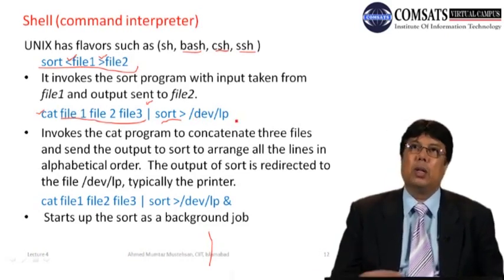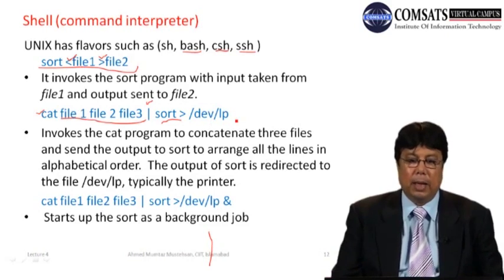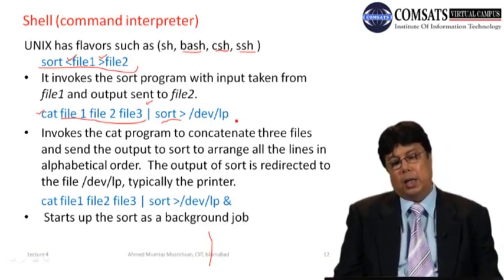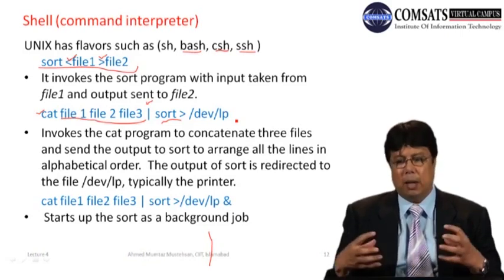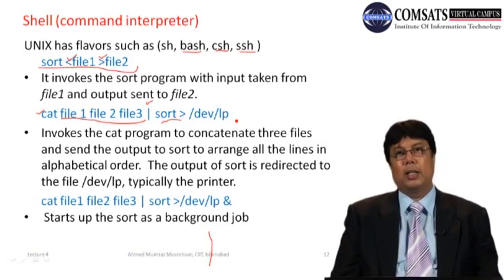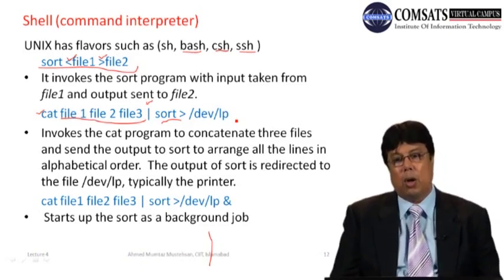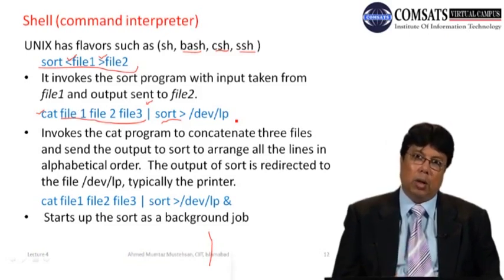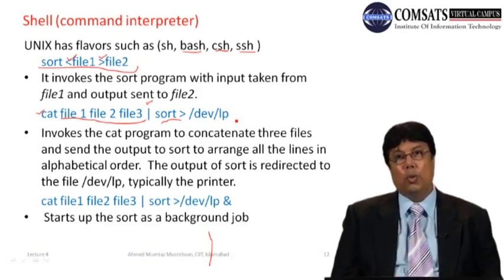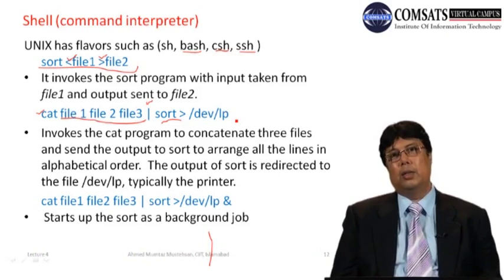Output should be printed onto the printer. So it invoked the cat program to concatenate 3 files, concatenate कहते हैं combine करने को, 3 files, and send the output to the sort to arrange all the lines in alphabetical order. The output of the sort file is redirected to the file /device/lp.